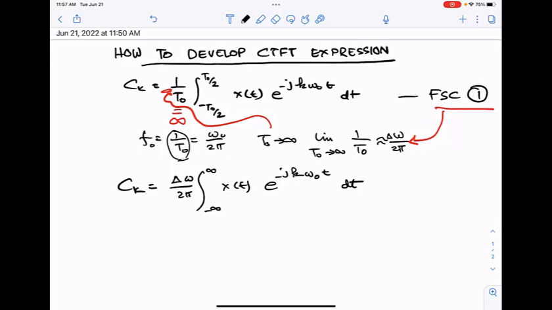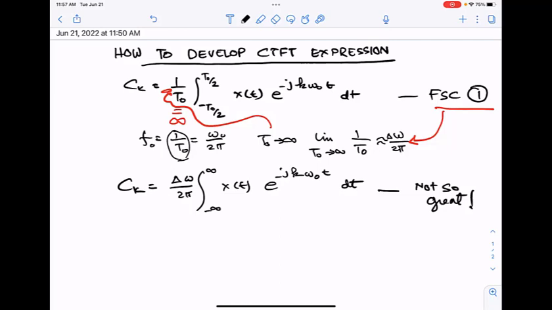Once again, delta omega is now approaching 0, so that's not so great either. So this is not so great. Okay. So to get around this issue, this is not panning out for us, so let's do this.